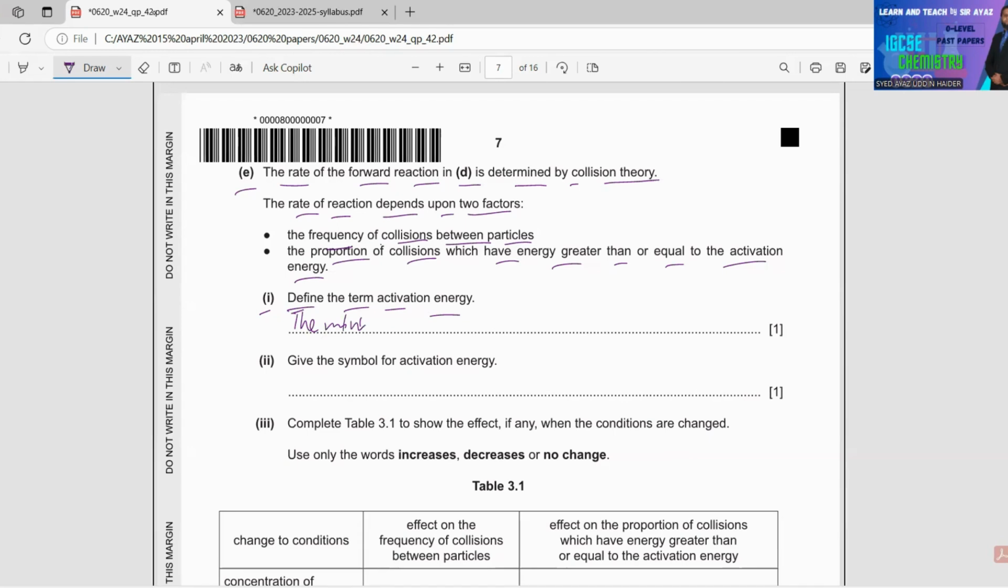The minimum energy that colliding particles must have to react. Number 2, give the symbol for activation energy. Activation energy is represented by EA, capital E, small a.